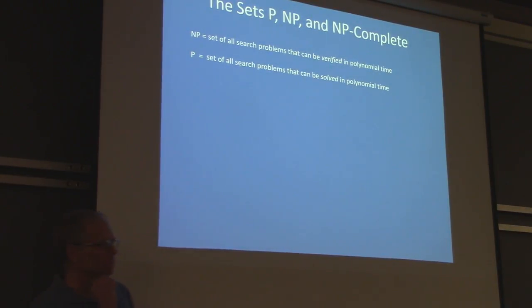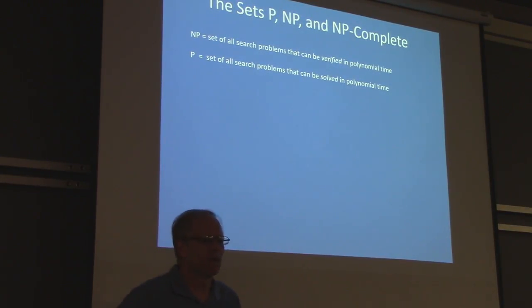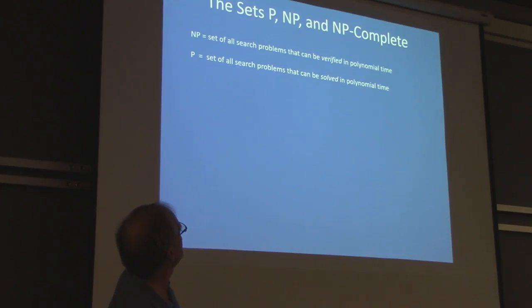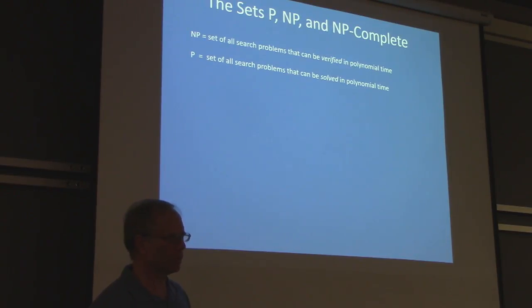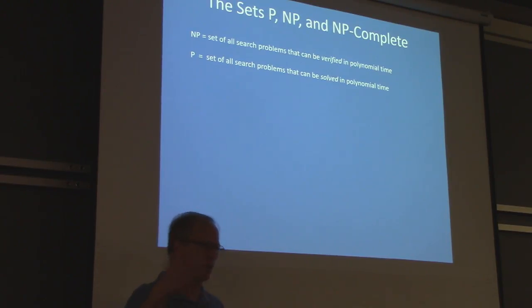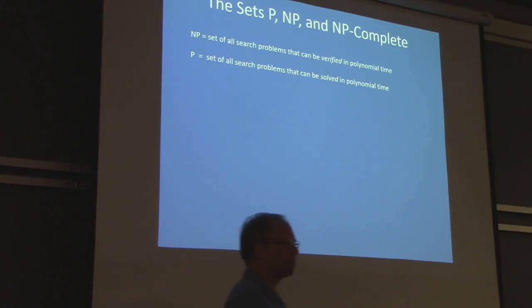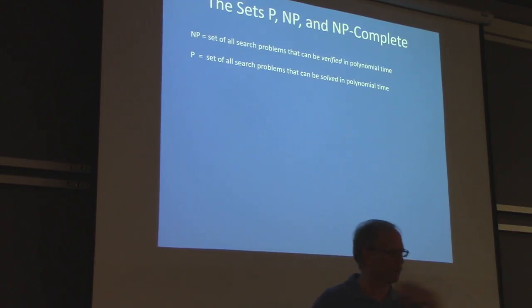Okay, now we can define a new set. So we have our set NP, which is the set of all problems that can be verified in polynomial time. And P is the set of all search problems that can be solved in polynomial time. And we saw last time, there are plenty of problems you can solve quickly. We've been studying them all semester. There are plenty of problems that can be verified quickly.